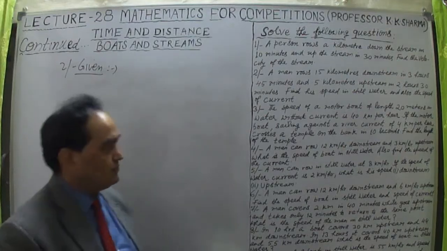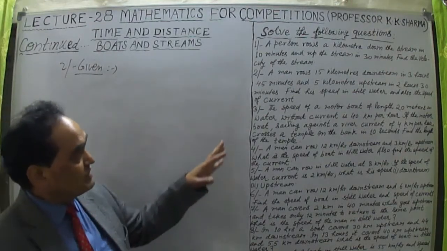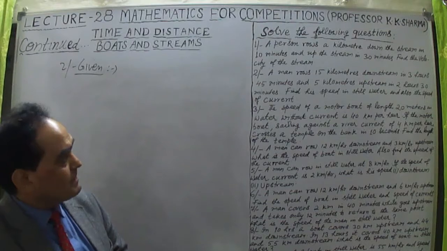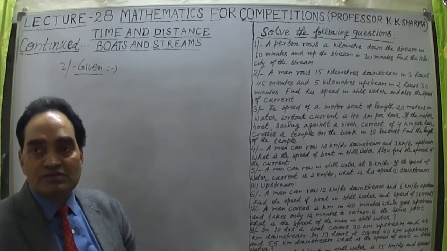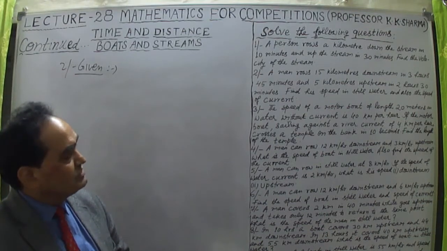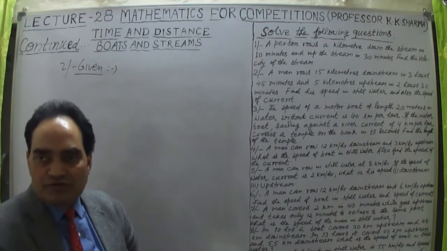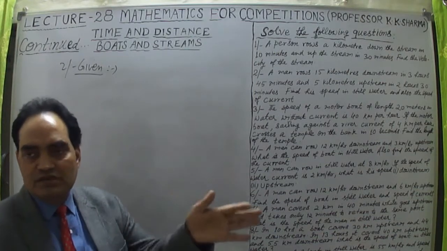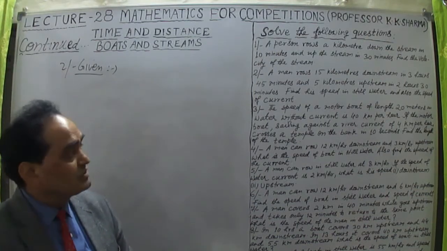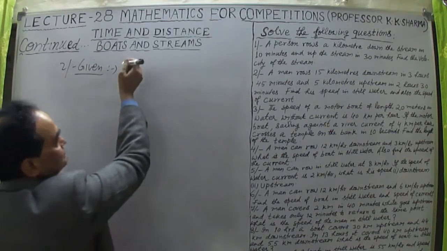Yes, friends, so we continue. Question number two we are talking about. It says that a man rows 5 kilometers upstream in 2 hours and 30 minutes. Per hour, we have to find out the rate of that, that will be equal to x plus y and x multiply y. Then the solution. Let me write what is given to us.